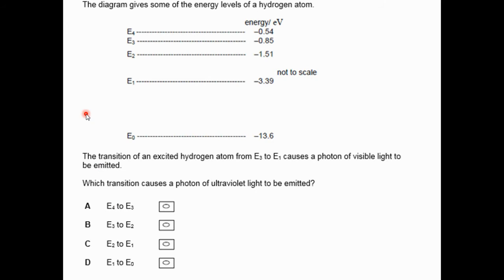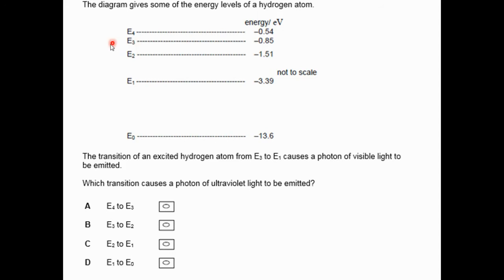Final multiple choice question. The diagram gives some of the energy levels of a hydrogen atom, and it's not to scale, importantly, but they've given you the numbers, so it doesn't matter. The transition of an excited hydrogen atom from E3 to E1 causes a photon of visible light to be emitted. Which transition causes a photon of ultraviolet light to be emitted?